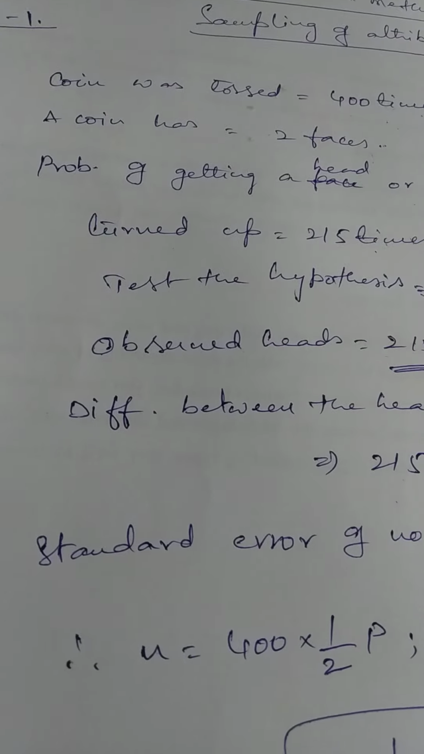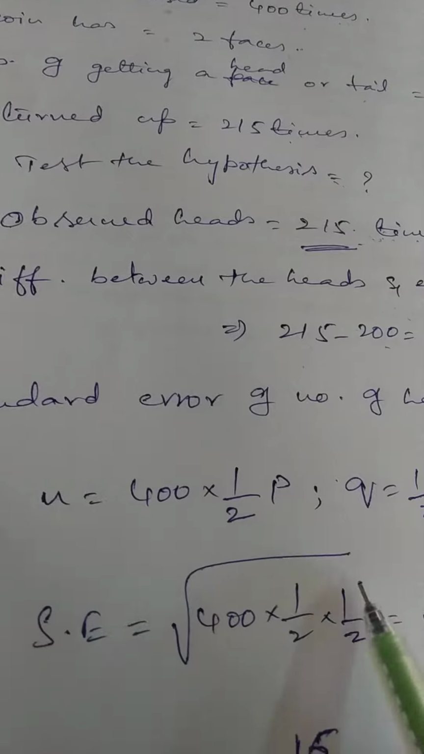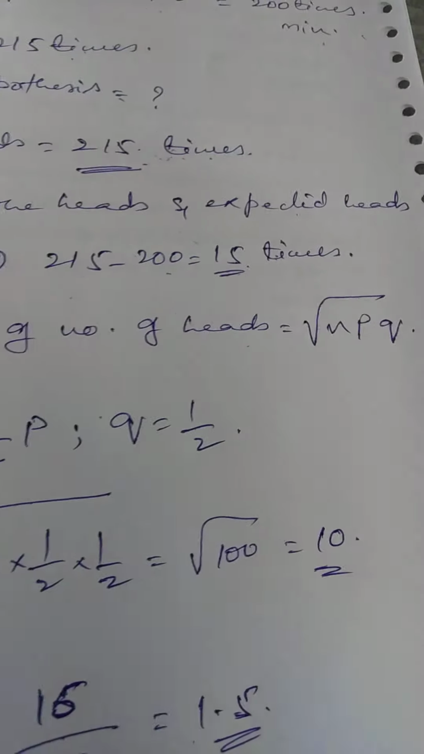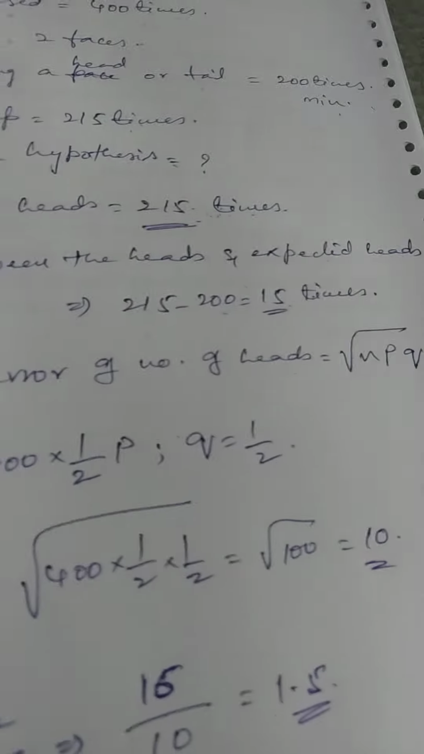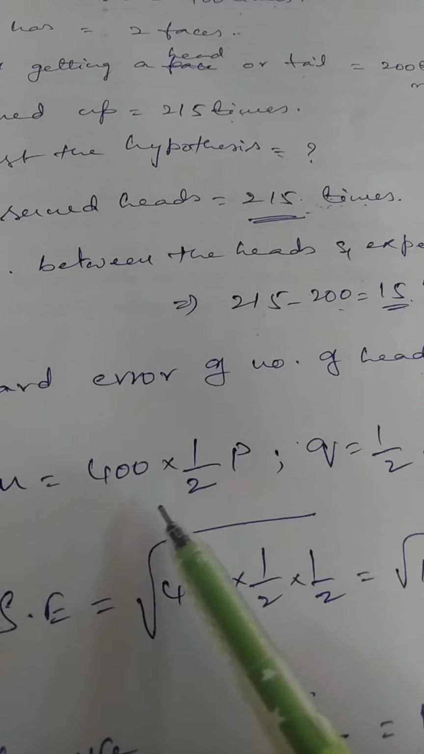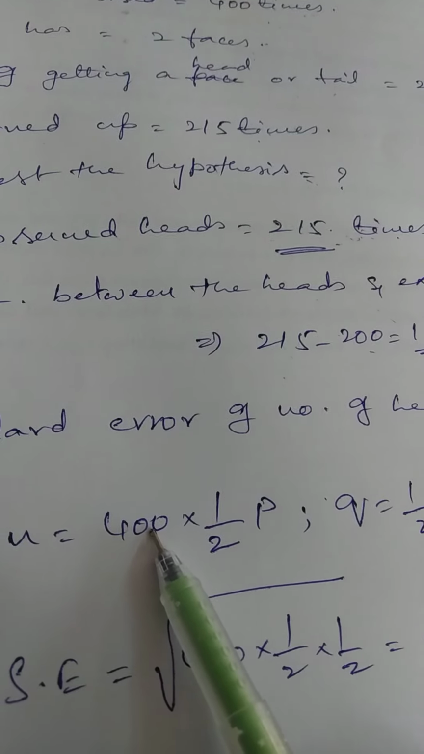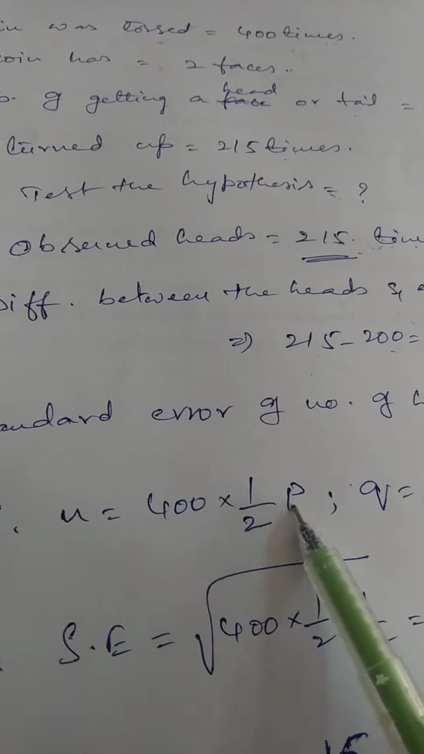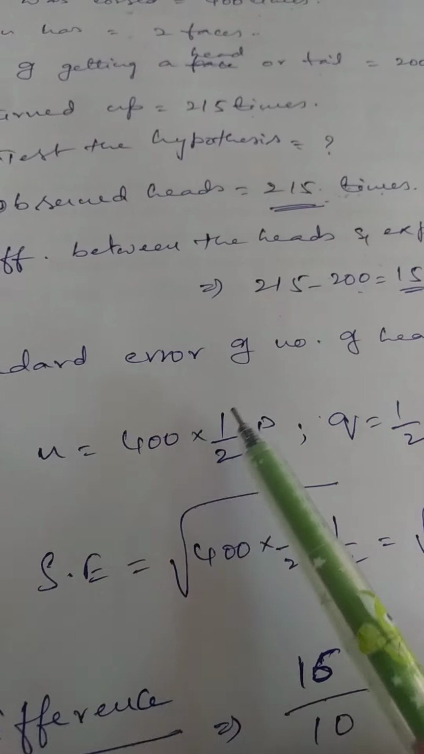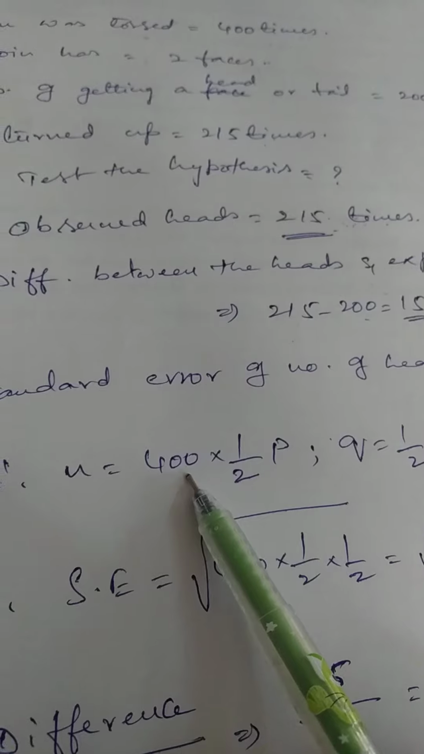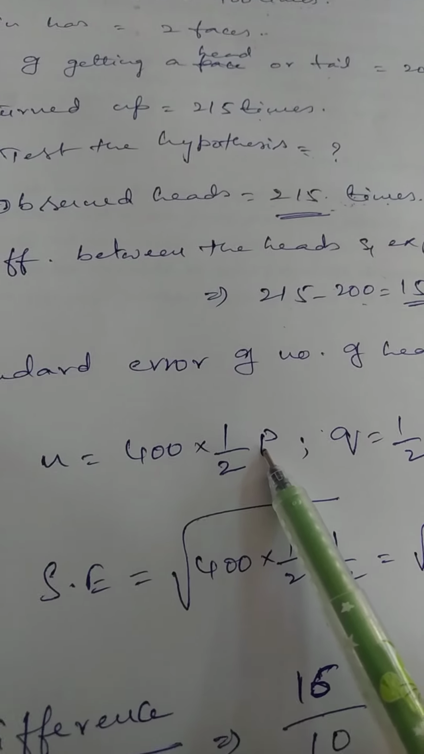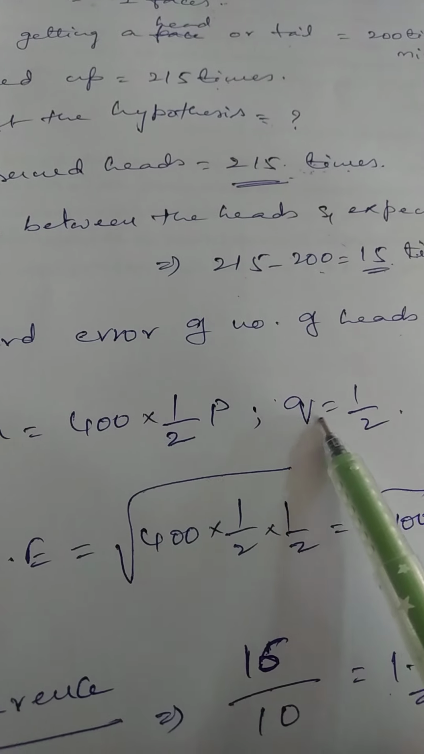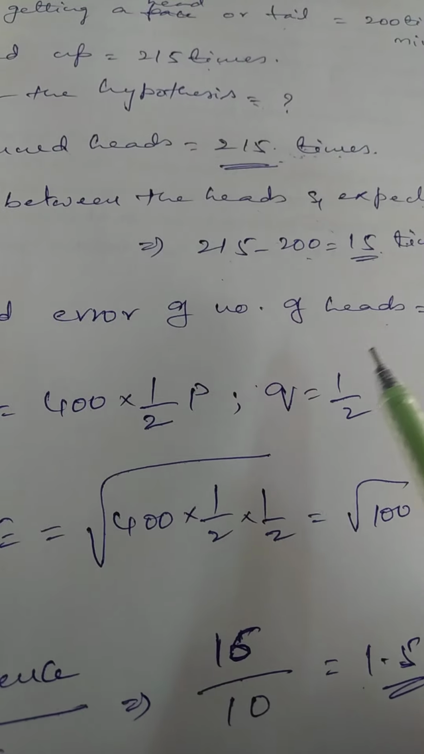So, what is meant by standard error here? The standard error of a given number of heads is equal to the formula square root of NPQ. What is meant by this NPQ? N is the number of times the coin was tossed, that is 400. P is the probability of getting a head, that is half, because two faces are there, I told you already. And Q is half, the probability of the other outcome.